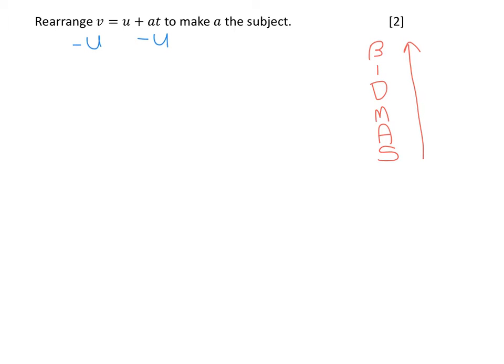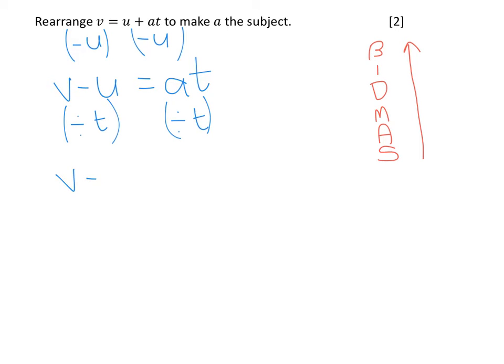So now we're going to have V minus U equals AT. Moving up the chain, the A is multiplied by the T, so now we can divide by T, doing the opposite operation. Opposite of multiplying is dividing. So we're going to have V minus U over T is equal to A.